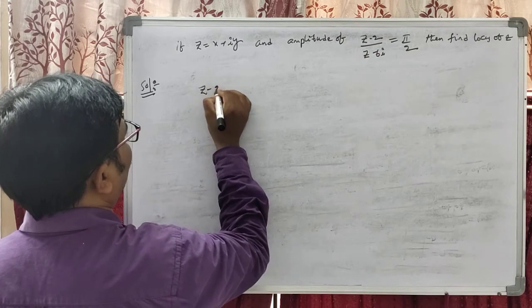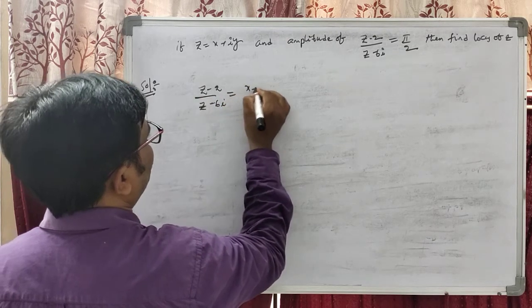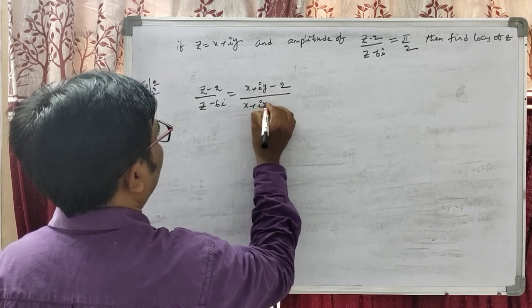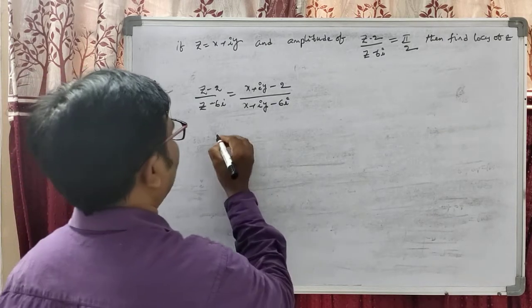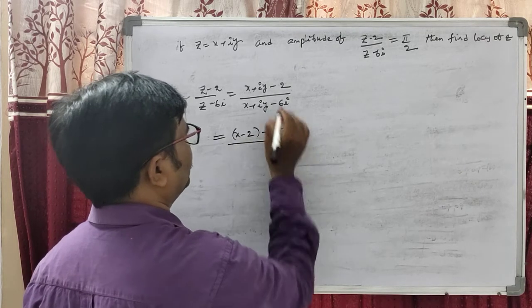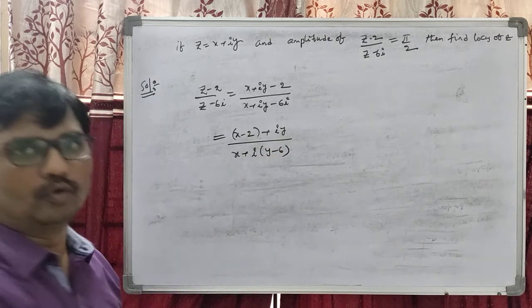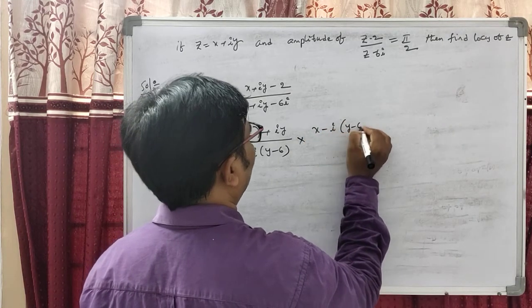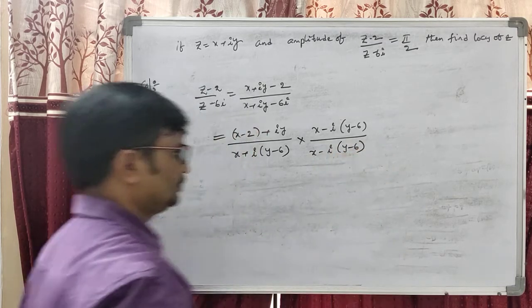(z minus 2) by (z minus 6i). Z is x plus iy, so (x plus iy minus 2) by (x plus iy minus 6i). So students, how can you write this? x minus 2 is the real part, plus iy. So this is i into (y minus 6). Now this can be written as (x minus 2) plus iy by x plus i(y minus 6).